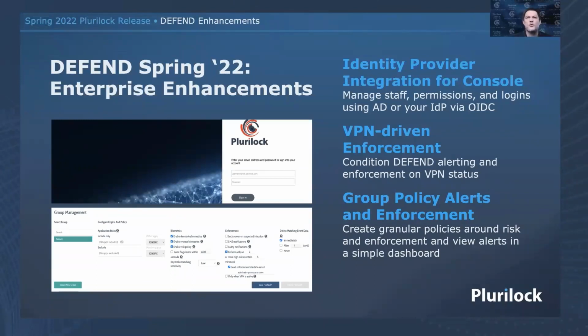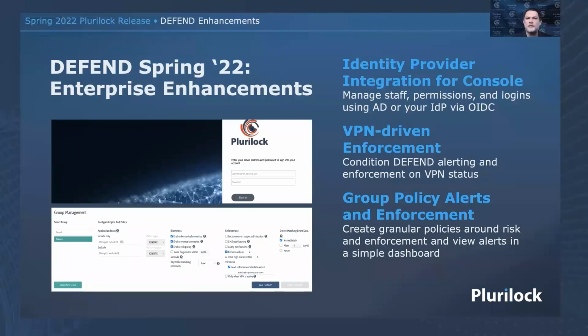But for our spring 2022 release, what's new in Defend, our continuous authentication product, is multiple enterprise enhancements that were driven by or requested by our enterprise customers. The highlights for these improvements are shown on your screen right now. The first of these is that we now have identity provider integration for our administrative console. So for organizations who manage administrator accounts and permissions from a centralized directory like Active Directory, those can now be used to log into Defend, and you can hand off those administrative roles to Defend and define permissions around those roles inside Defend for seamless integration with your identity provider.